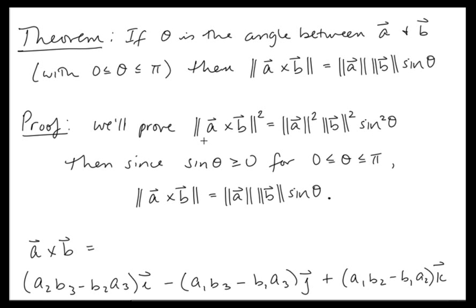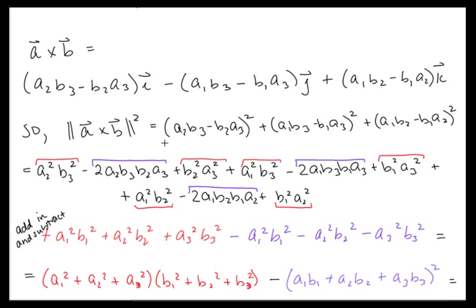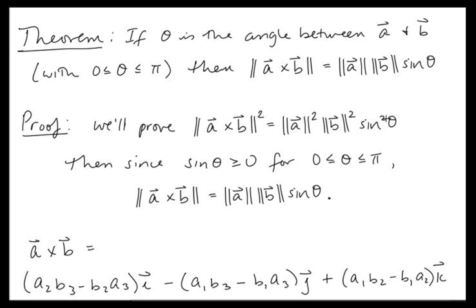Okay, so we're going to start with A cross B, and its length squared is going to be its first component squared plus its second component squared plus its third component squared. So we're here so far. Now multiplying out is going to give us all of these terms here written in black. A2 squared B3 squared minus 2 A2 B3 B2 A3, right, that's coming from here, plus B2 squared A3 squared. And similarly for the other two expansions here. And what is it that we're trying to equate this to? We need for this to look like length of A squared, length of B squared, sine squared theta.